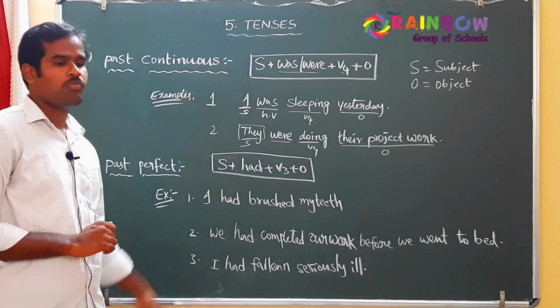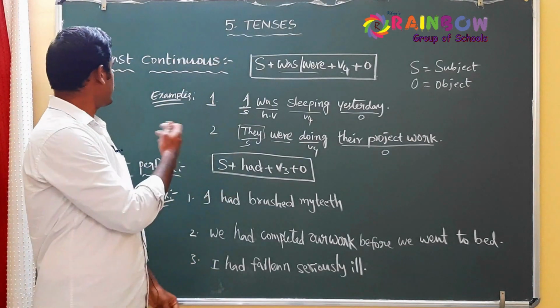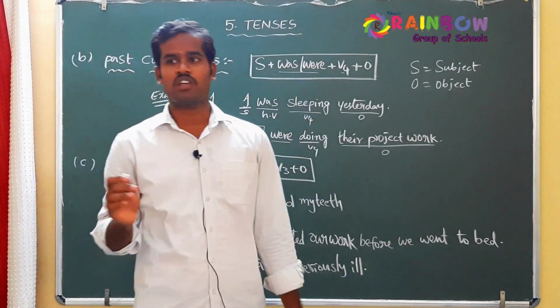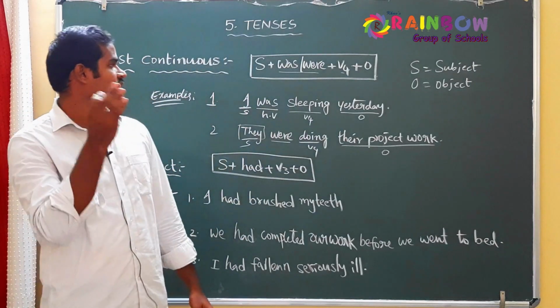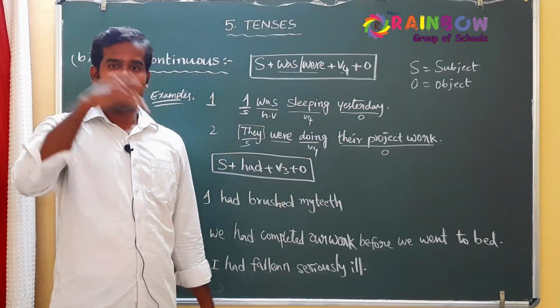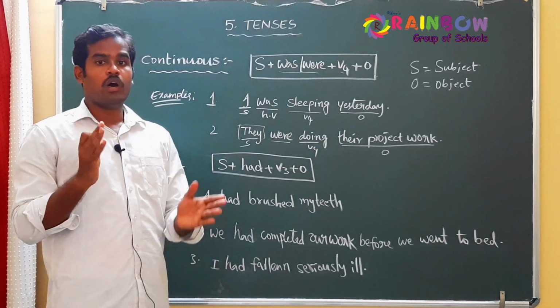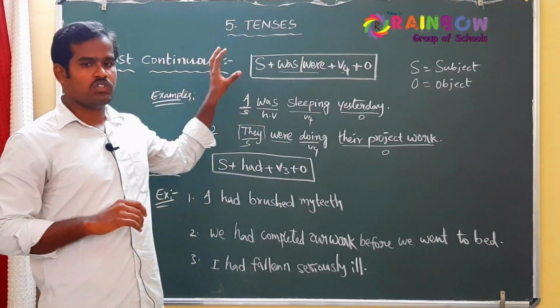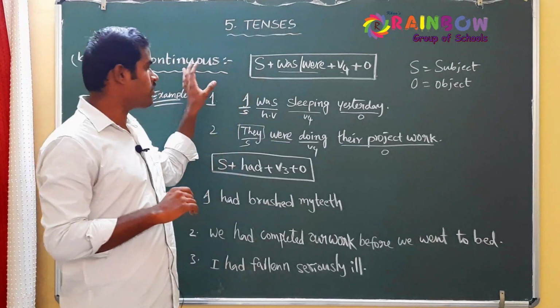And what is the use of past continuous? In which case do we use past continuous? That is very important. Past continuous is used when the action started at some point of time in the past and continued up to that moment in the past. So in that case we use past continuous. Once again I am telling the case when to use the past continuous.